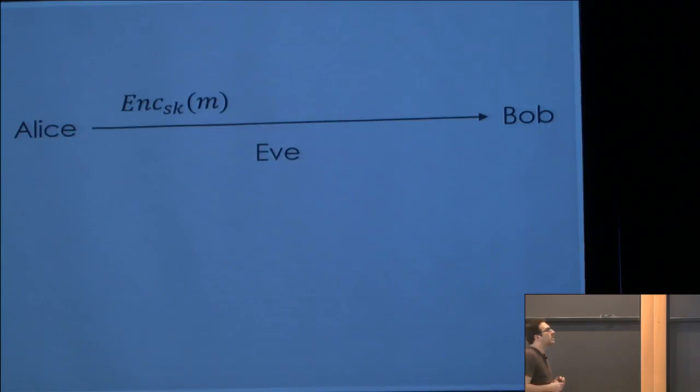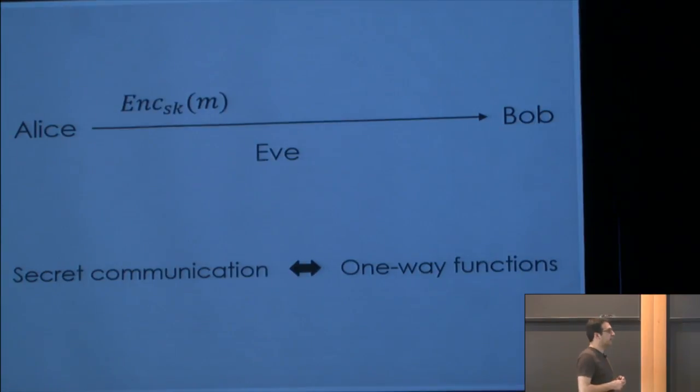So let's start with what's probably the most basic cryptographic application, secure communication. Alice and Bob want to communicate privately in the presence of an adversary, Eve. And we can do this with symmetric encryption. This is something that we understand very well. We know that one-way functions are necessary and sufficient for secure communication.